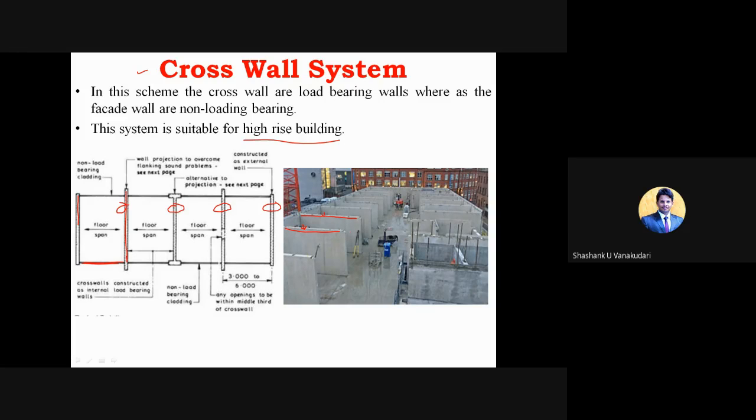Okay. So in this diagram also you can see these are the cross walls, which are provided perpendicular to the facade walls. Facade walls are the front walls, which are exposed to the outer sides. Clear? Whatever walls we provide for that are considered load bearing walls. Yes, they are considered cross wall systems, and basically they are provided in high rise buildings due to load considerations.